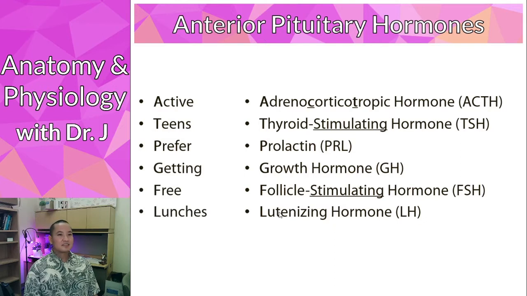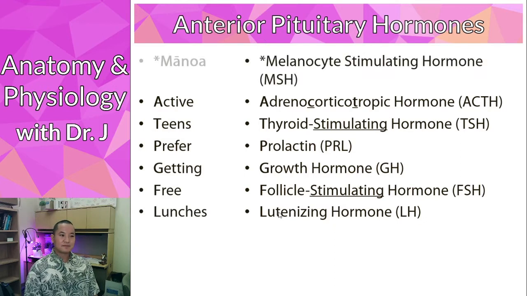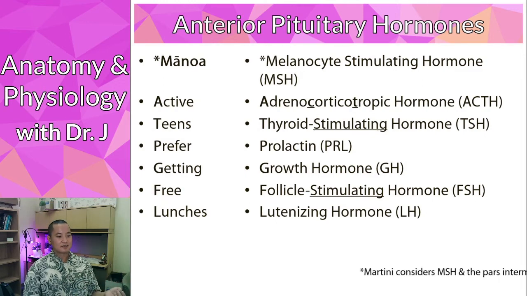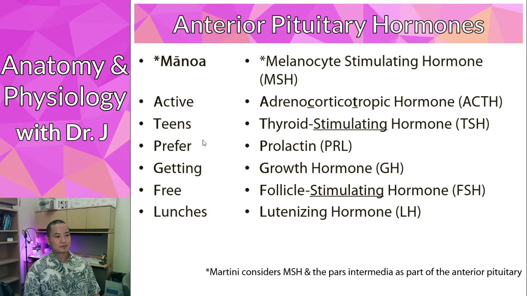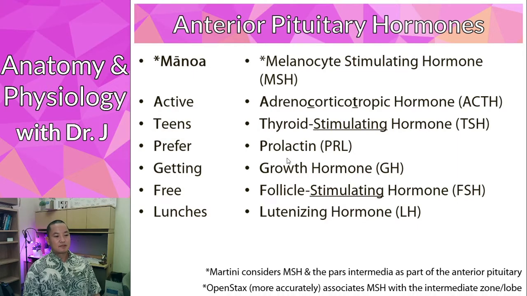Now, melanocyte-stimulating hormone. This is why I put a little asterisk. I'm actually going to move away from Martini, because I'm going to open OpenStax and probably phase Martini out eventually. Martini considers MSH and the pars intermedia as part of the anterior pituitary. That's why I put that asterisk there. But OpenStax is actually more accurate. It describes the MSH as within the intermediate zone or intermediate lobe of the brain.